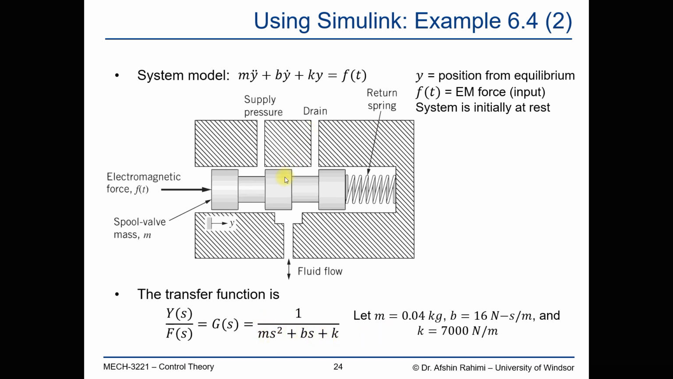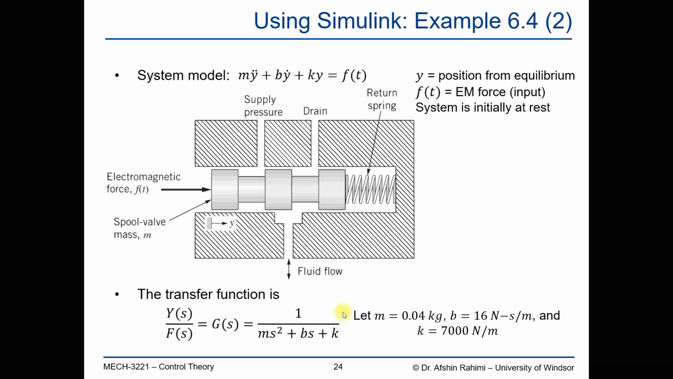Now we know for this system, as we have seen in the past, that the values of mass, damper, and spring constants are equal to m 0.04 kilogram, b 16 newton second per meter, and k 7,000 newtons per meter. So with this, we should be able to have our transfer function.